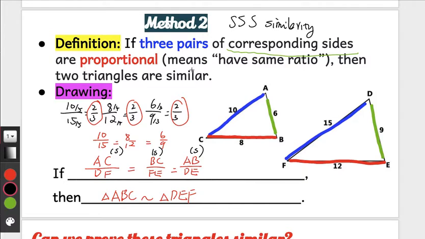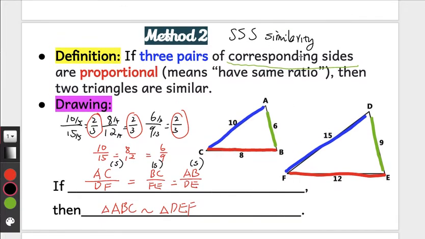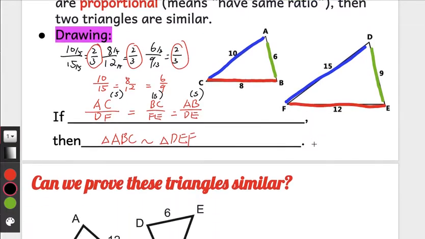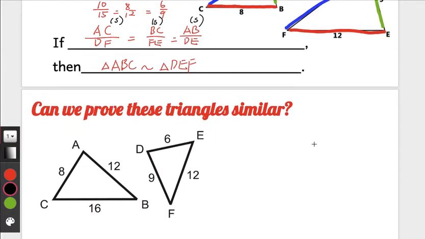Please make sure there's a big difference between SSS similarity and SSS congruence. That's why we put "similarity." Just make sure you can tell the difference. So let's check some examples here.